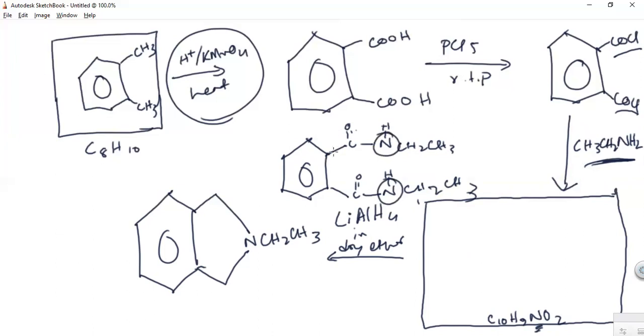Also see the rest of the formula. Here we have 1, 2, 3, 4, 5, 6 carbons, 7, 8, 9, 10, 11, 12 carbons. But how many carbons are there in the formula? 10 carbons. That means we have 2 extra carbons, so one nitrogen is eliminated and 2 carbons are eliminated. Now let's see about hydrogen. Over here we have 4 hydrogens for these 4 carbons, because these 2 carbons are bonded with another carbon, so they cannot have hydrogen.